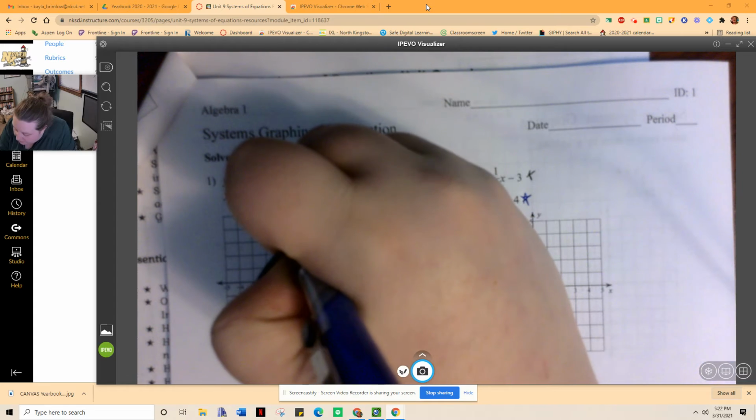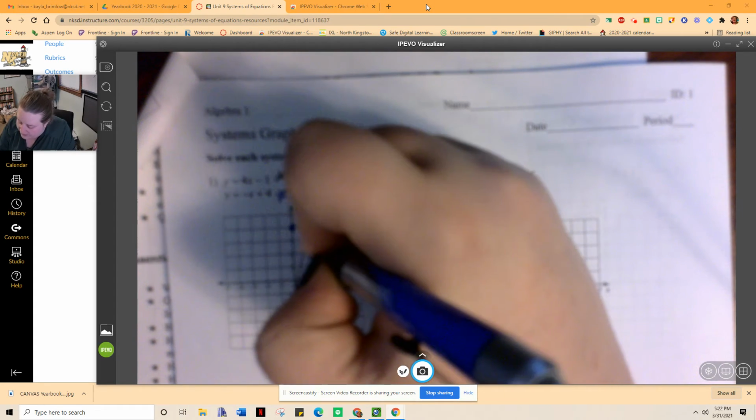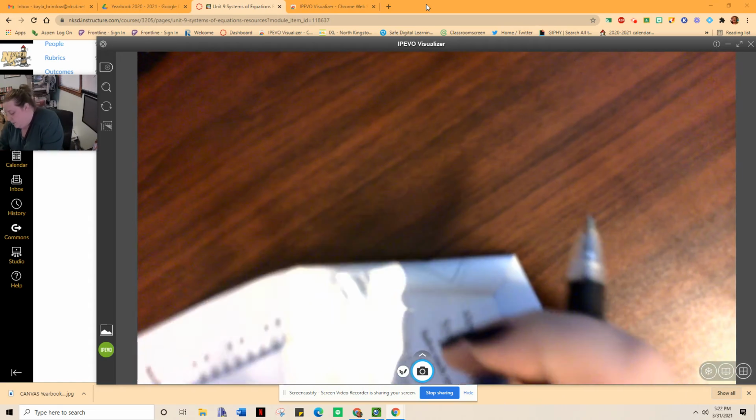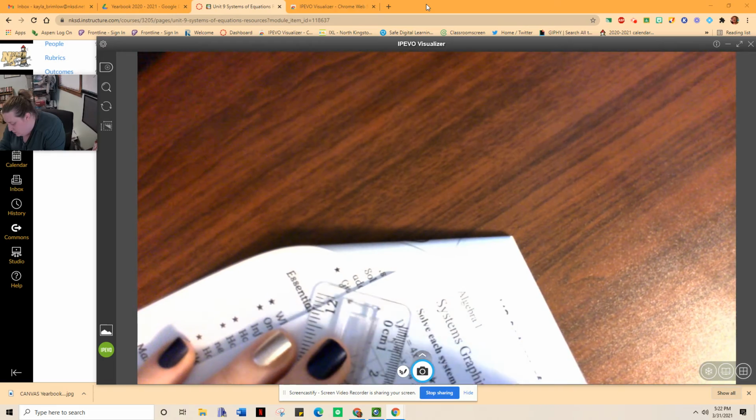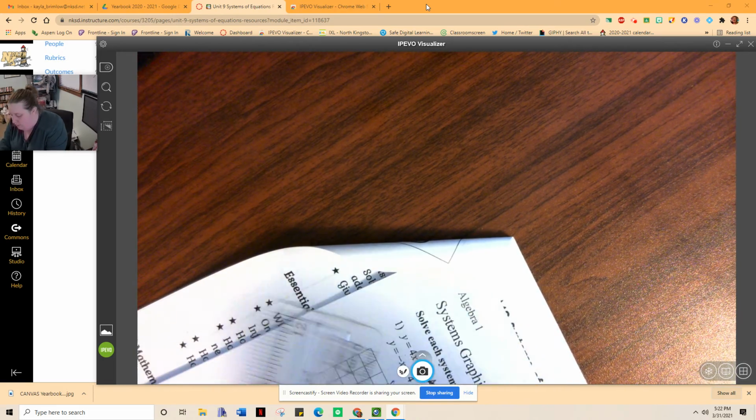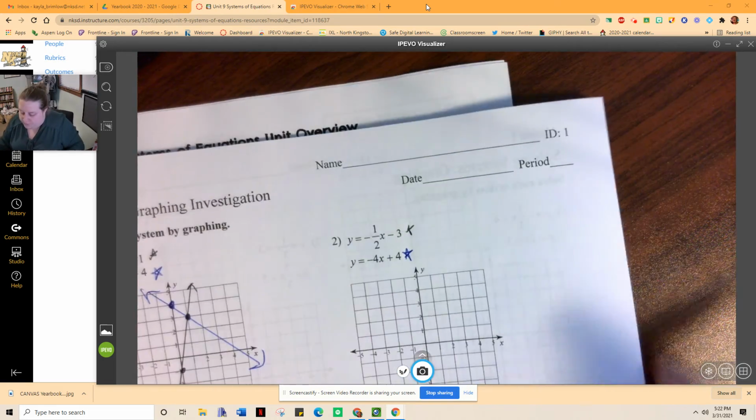All right, so now I have positive 4 for my second equation. I'm going down 1 and over 1. Okay, so I see they're going to overlap here. I'm going to go ahead and draw my line through it.